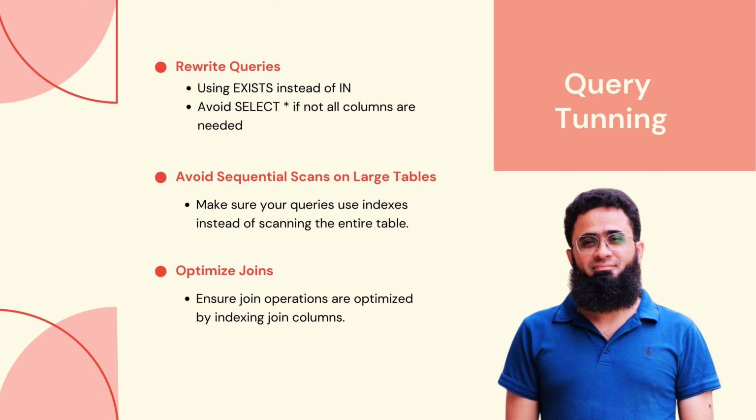The third one is to optimize the joins. We ensure that the join is used on indexed columns. So by the use of these three points, we can improve the performance of our query. First one, use EXISTS instead of IN, and select some specific columns in our query, and avoid performing a large table scan, and avoid performing a full table scan in our query.